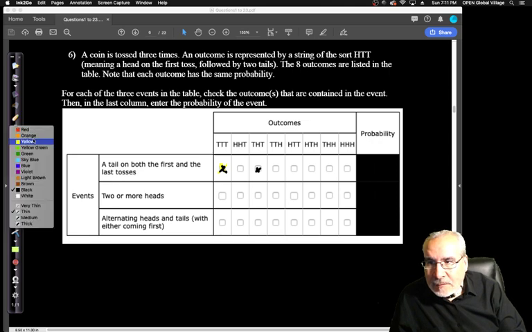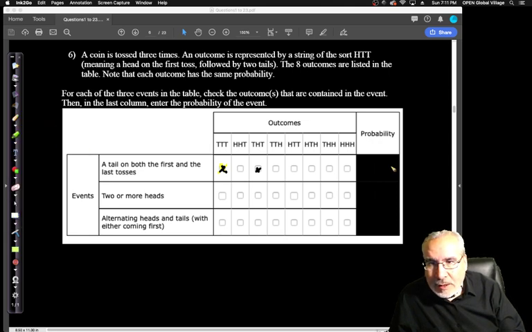So again, I'll change the color because we're right over here. So that probability is 2/8. We could reduce it to 1/4, but again, no reason to do that. We just keep going with this on this one.